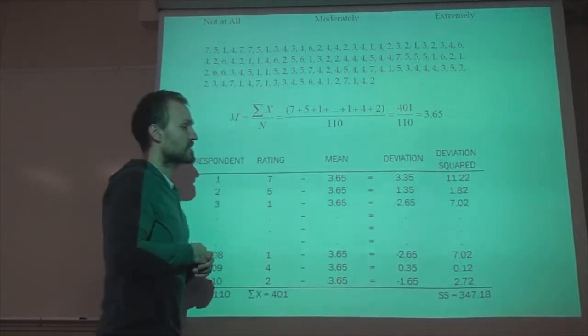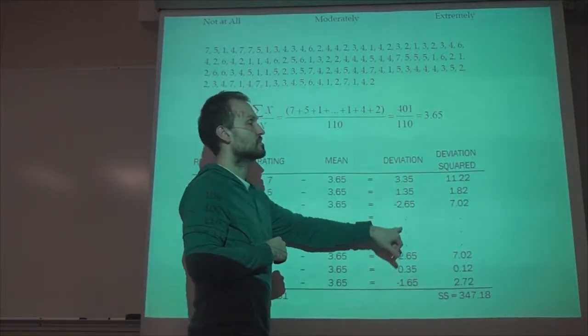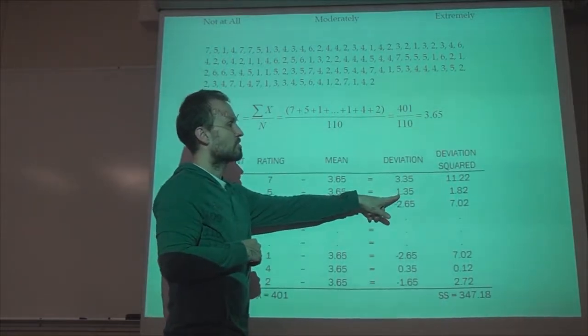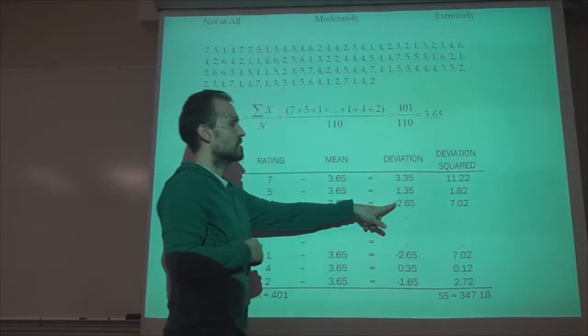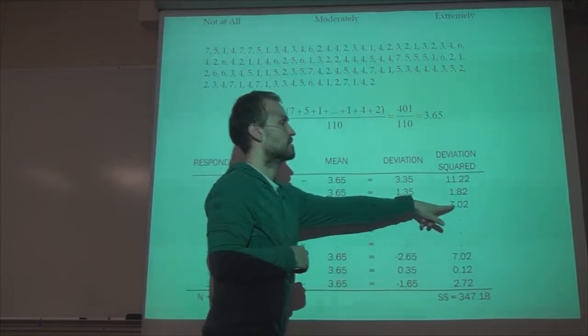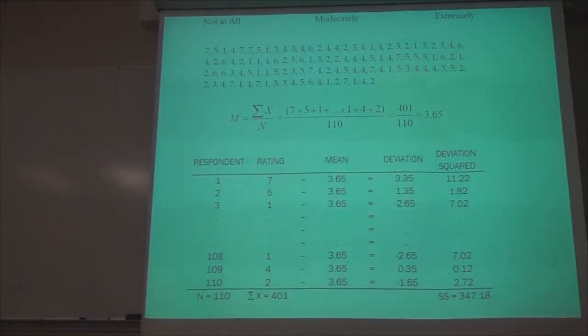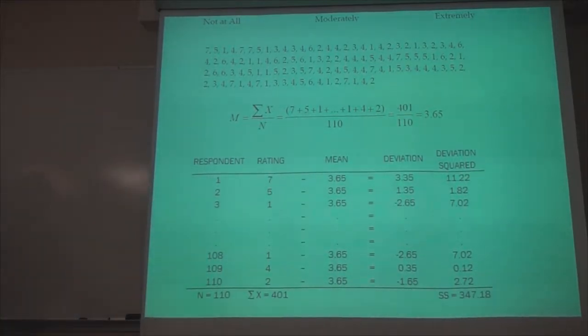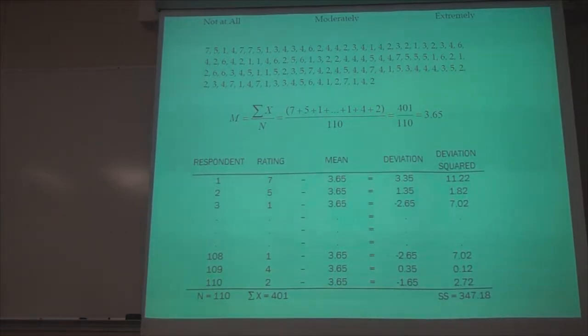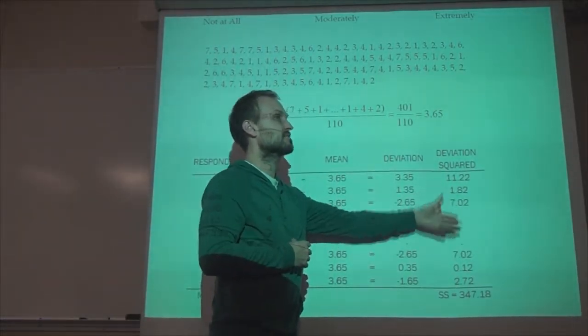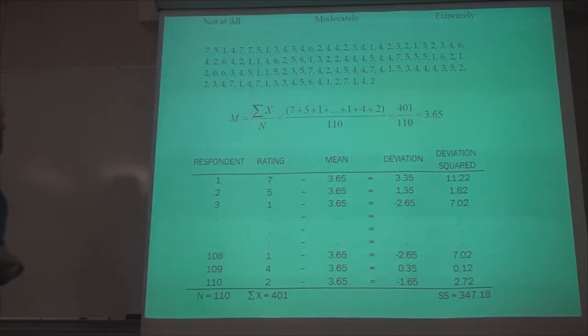So one way to fix that is to square these numbers. 3.35 squared is 11.22. 1.35 squared is 1.82. Negative 2.65 squared is positive 7.02. So by taking the square of those numbers, I make them all positive. And the bigger deviations will still have bigger values in this last column, so the relative size of the deviations is still captured.